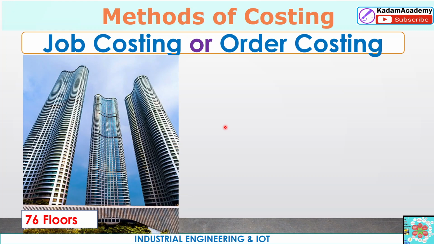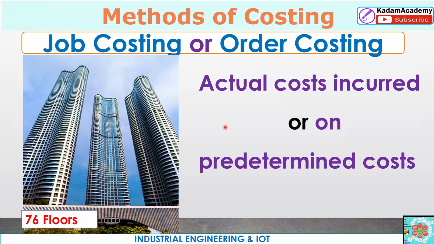So what will happen in this method? Each job has its cost determined separately on the basis of actual costs incurred. The actual cost is what we have to find out in this method. Or we find the predetermined cost, and we compare the predetermined cost and the actual cost under job costing.